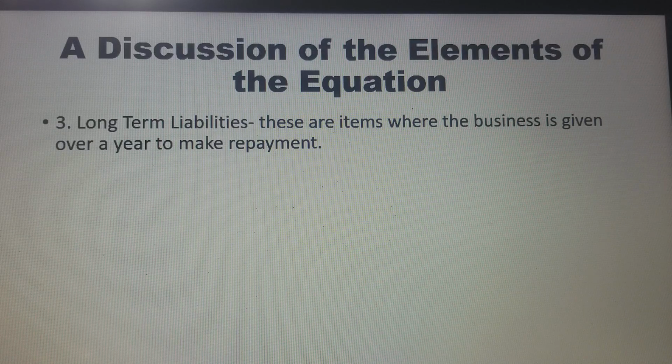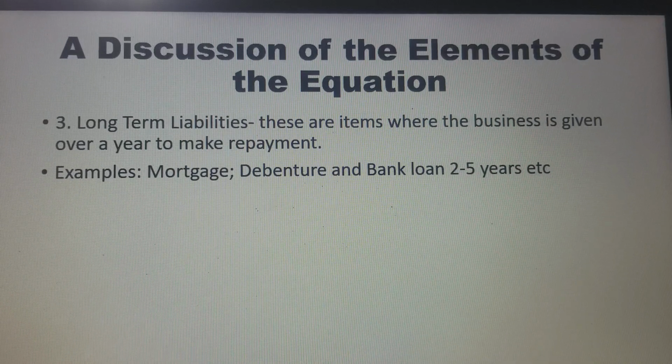Now we have what is referred to as long-term liability. Now these are items where the business is given over a year to make repayment. So for example, you have borrowed some money, and whoever you borrowed from will allow you more than 1 year to pay it. Here are some examples: mortgage, debenture, bank loan. If you get a bank loan to pay in 2 years or between 2 and 5 years, it means that it is a long-term liability, right?